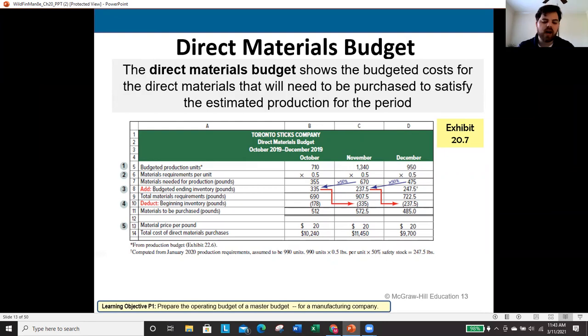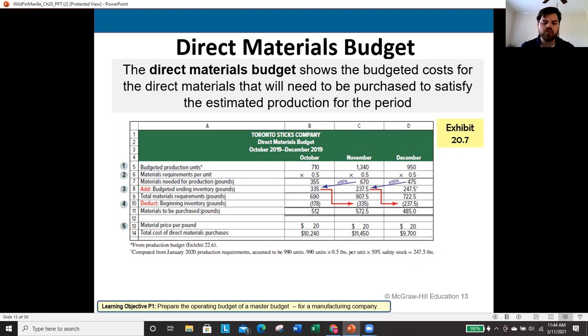So 0.5 times 710 tells me in this case I need 355 pounds of materials, right? I don't know what that material is. That's all right. Whatever that material is, I need 355 pounds of it. Now, I will need to add my budgeted ending inventory, which in this case, we figure out is 50% of that next month's requirement. So 50% of next month's requirement of 670 is 335.